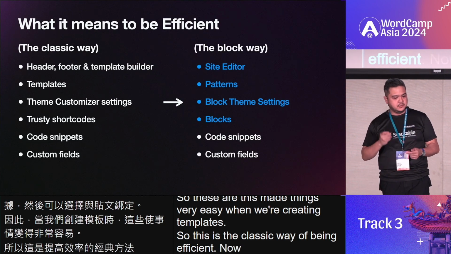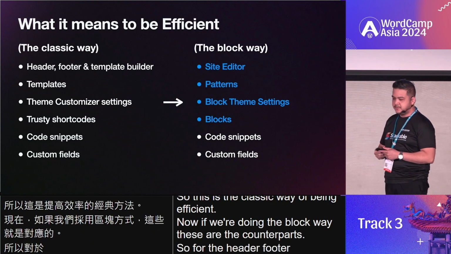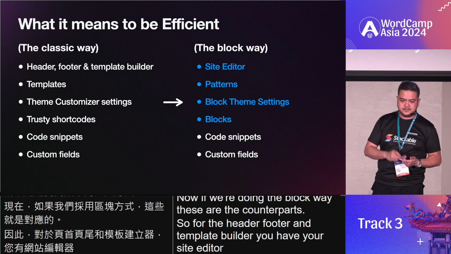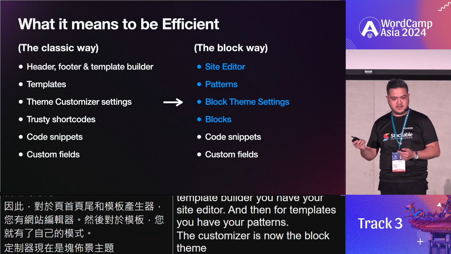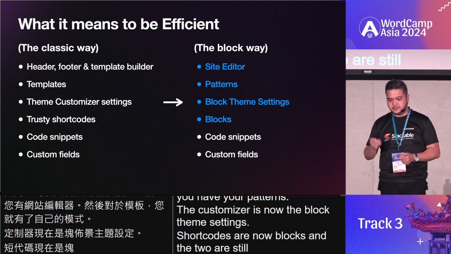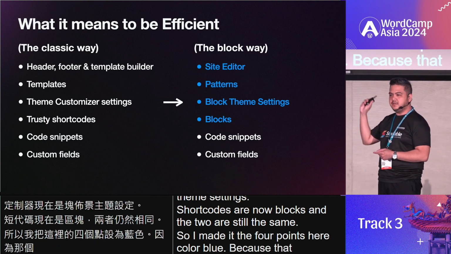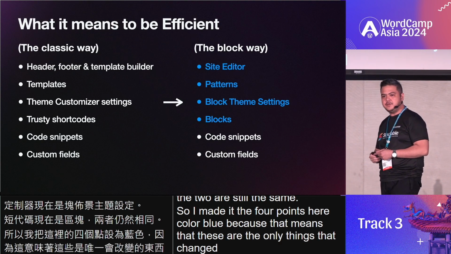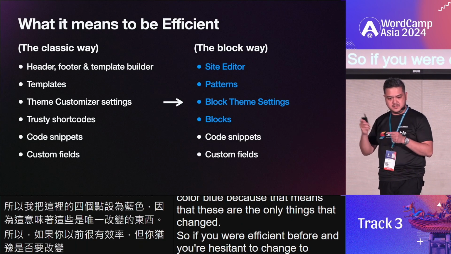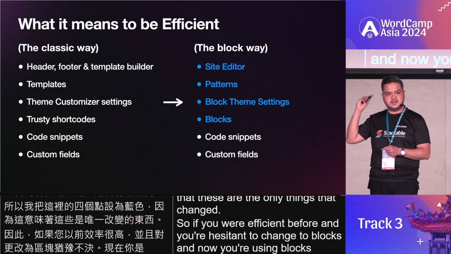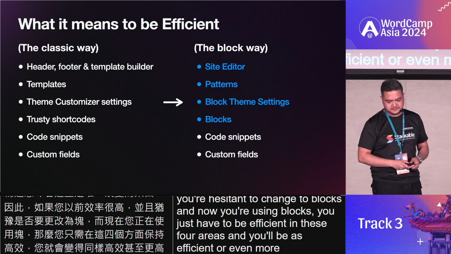Now, if we're doing the block way, these are the counterparts. For the header, footer, and template builder, you have your site editor. For templates, you have your patterns. The customizer is now the block theme settings. Shortcodes are now blocks, and the two are still the same. I made these four points blue because these are the only things that changed. So if you were efficient before and you're hesitant to change to blocks, now that you're using blocks, you just have to be efficient in these four areas, and you'll be as efficient or even more efficient than before.